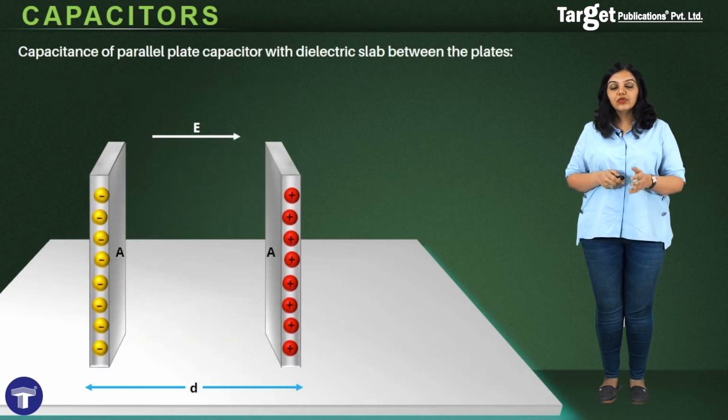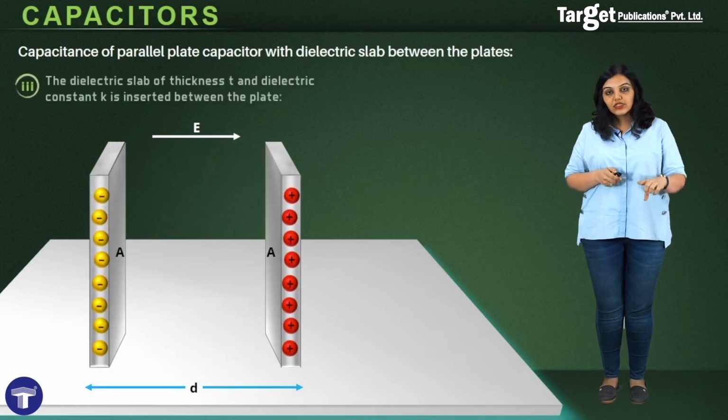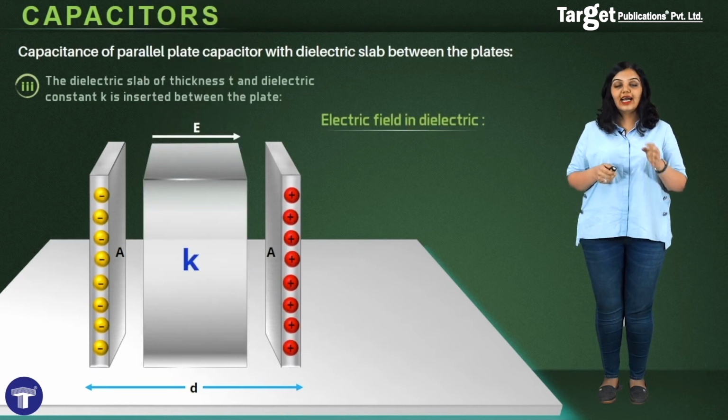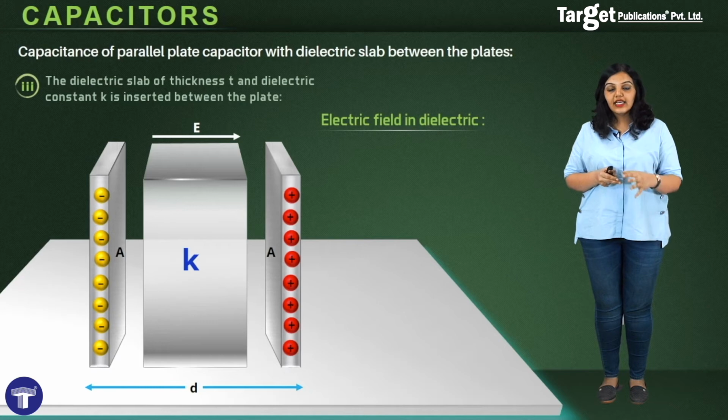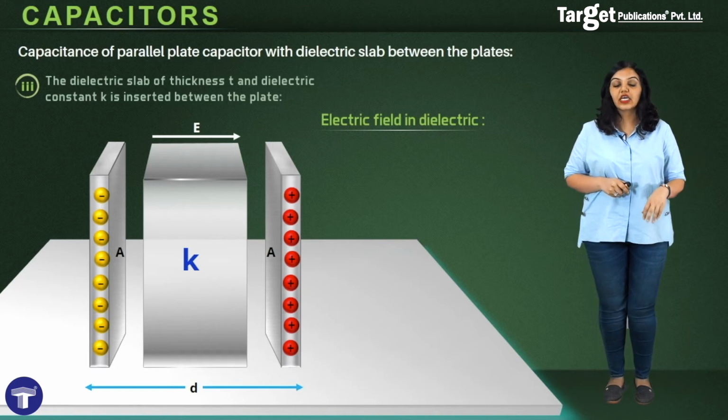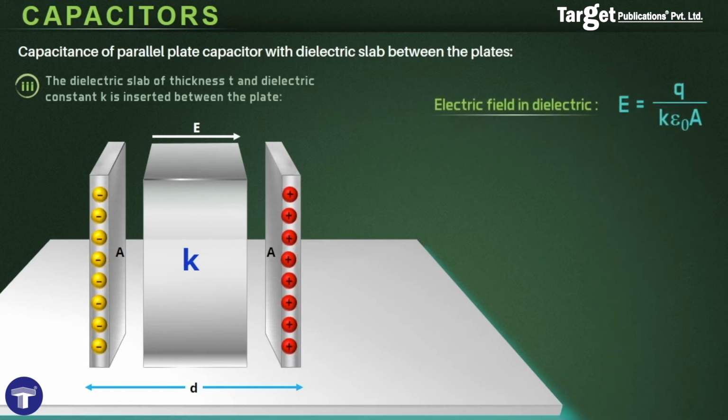From here, we can also move on to the next case. Now, you can also have the capacitor being filled by a dielectric, but not completely. As you can see in this case, the dielectric is present only in some portion between the plates, and there is some portion between the plates in which there is no dielectric. So if we write down the electric field inside the dielectric, we can use the formula that we know, that is E is equal to Q by K epsilon naught A. This formula can be used for the portion only where the dielectric is present. For the remaining portion, we cannot use this formula.